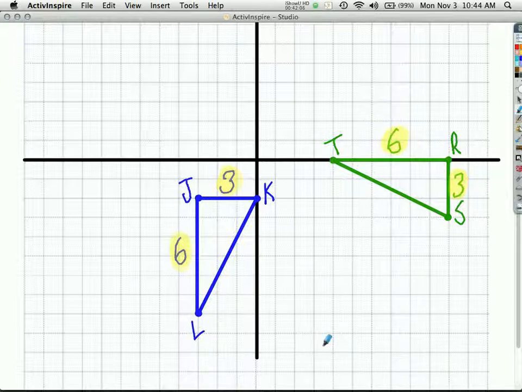But based on what we know so far, what has to be true to say that the two triangles are congruent? Kayla? All three sides have to be congruent. So how are we going to get the final distance? How are we going to get KL, Ann?